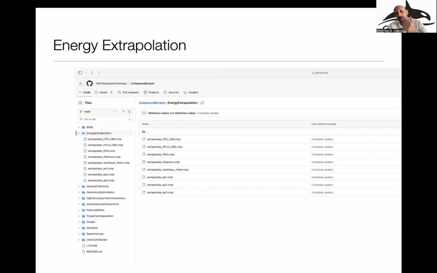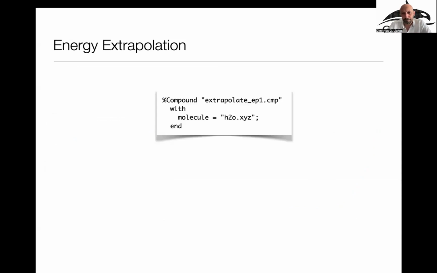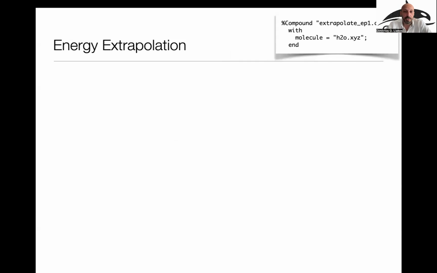With Compound, we have a GitHub page where we have many different scripts. For extrapolation, because the function is not unique, a lot of people have tried a lot of different functions, and we have a list of many different extrapolation schemes. So all that somebody has to do is choose one of the extrapolation schemes, one of the scripts that exist in the library, then choose the molecule, and then you can calculate the energy.